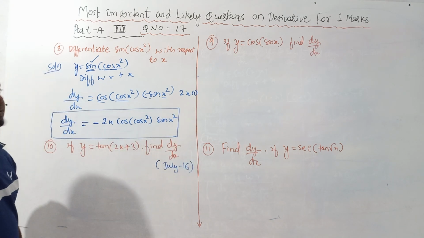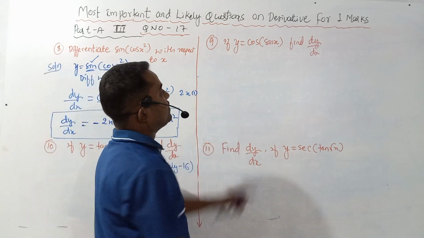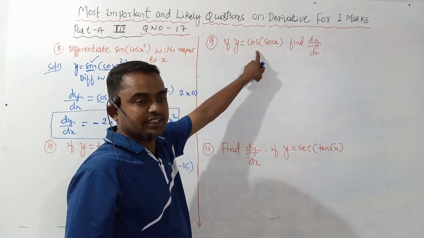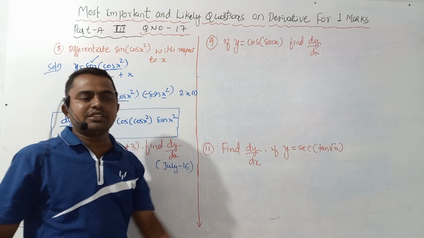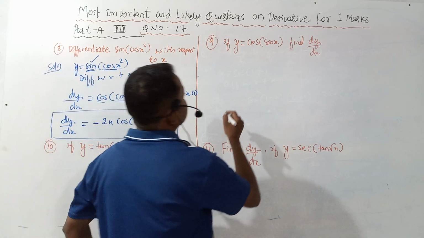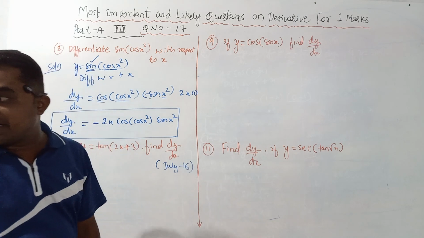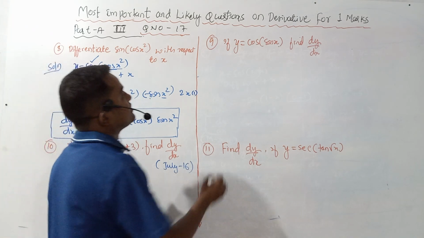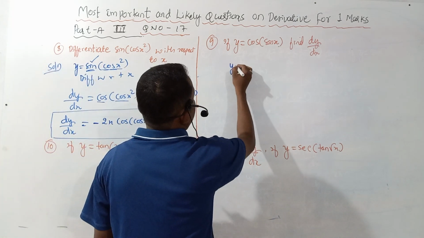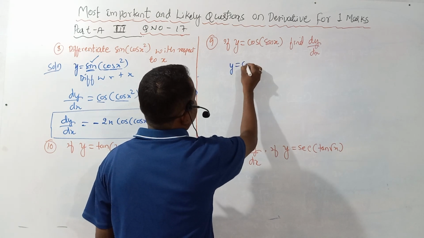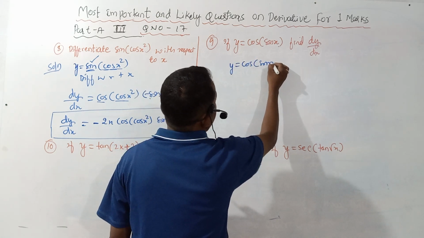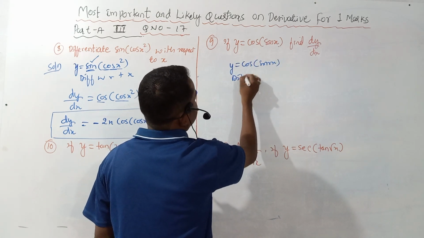Yes. Next, question number 9. If y is equal to cos(sin x), find dy by dx. Write the first step, y is equal to cos(sin x). Differentiate with respect to x.